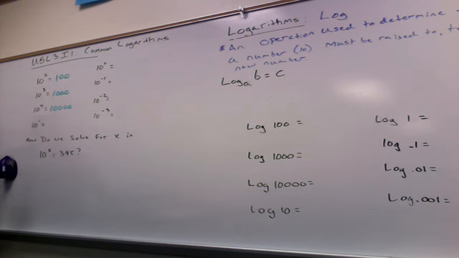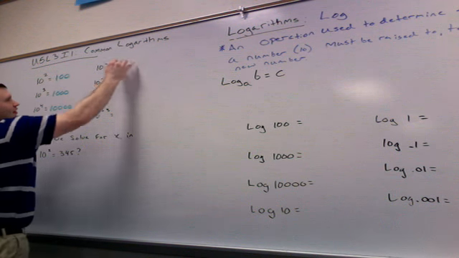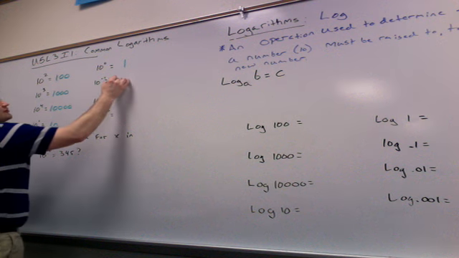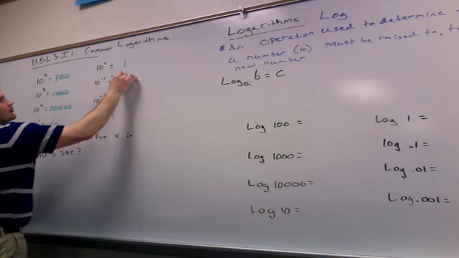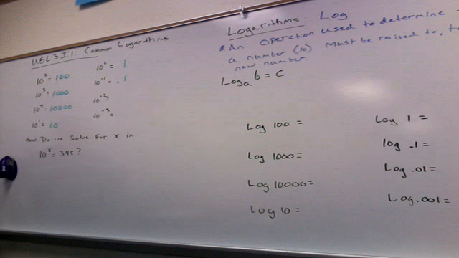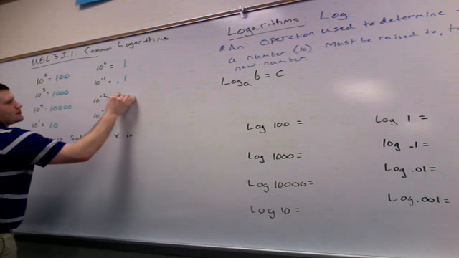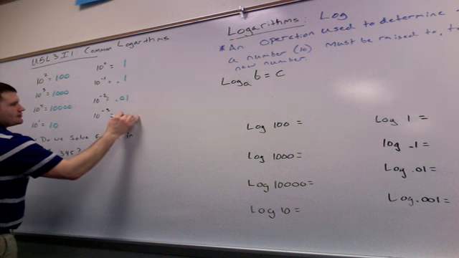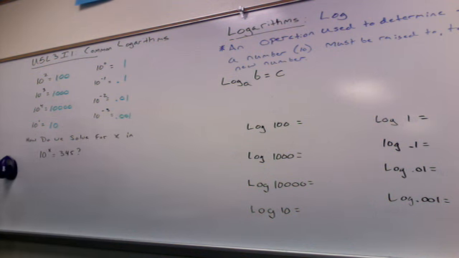10 to the first? 10. 10 to the 0? 1. 10 to the negative 1? 0.1. 10 to the negative 2? 0.01. 10 to the negative 3? 0.001. Okay. The two that I think students are the most surprised by is 10 to the first being 10 and 10 to the 0 being 1.